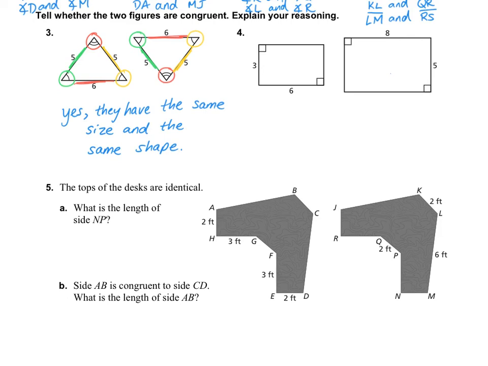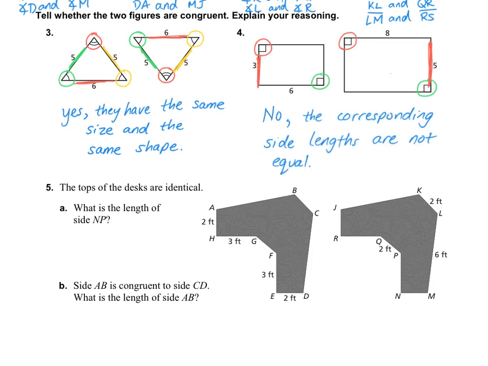Okay, let's take a look at number 4. So let's first look at our angles. All I see are two different kinds of angles here. We have a right angle there, that looks good. We have another right angle here, that looks good. So far the angles look good. Let's check out our side lengths. So I see a side length of 3 here. Uh-oh, I see a side length of 5. Nope, that's not congruent. So we're going to say no, they are not congruent. And the reason is that the corresponding side lengths are not equal.